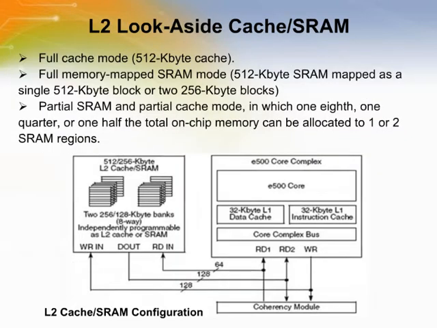The integrated 512K-byte L2 cache is organized as 2048 8-way sets of 32-byte cache lines based on 36-bit physical addresses. The SRAM can be configured with memory-mapped registers as externally accessible memory-mapped SRAM in addition to or instead of cache.